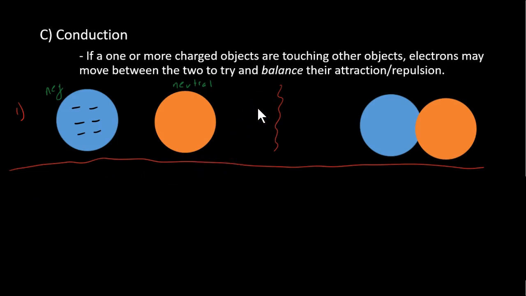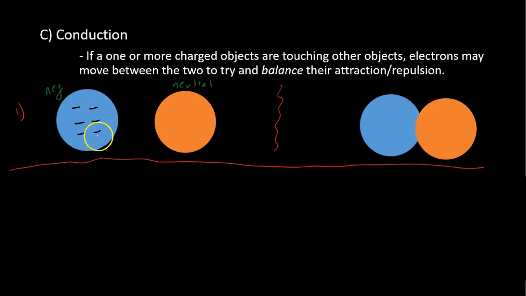This is what happens when you have two objects that actually make contact, and charges might move from one to the other to try and balance out. Remember, electrons don't like other electrons, so if they can, they will repel away from each other. Protons might not like other protons, but who cares? The protons are locked in place. So here's an example. I have a negatively charged object.